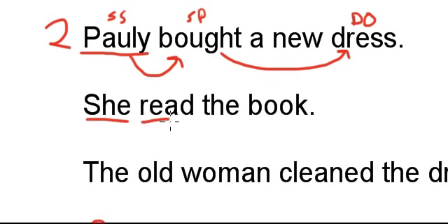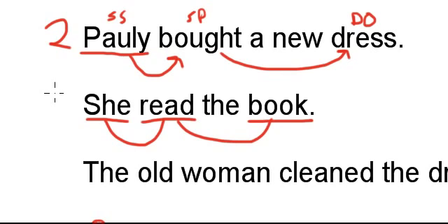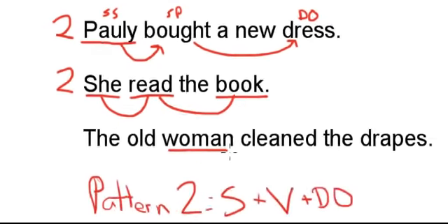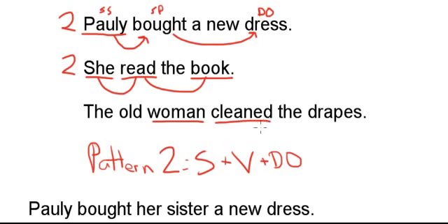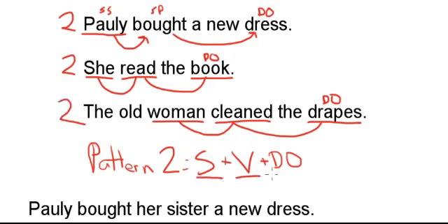She read book. She's the simple subject. She read, that's our simple predicate. She read what? Book. This is in pattern number two as well. The old woman cleaned the drapes. Woman is our simple subject. Cleaned. What did she clean? Woman cleaned drapes. So woman jumps to our simple predicate, jumps to our direct object. So in this sentence, book is a direct object. In this sentence, drape is a direct object. This is also pattern number two. Pattern number two is subject plus verb plus a direct object.